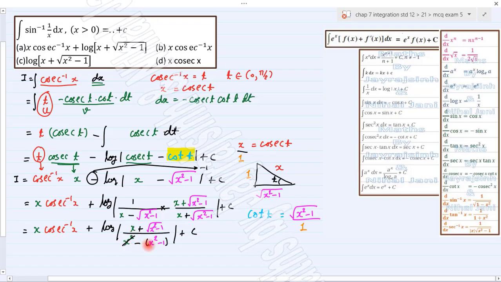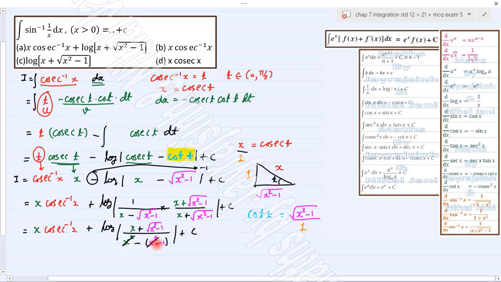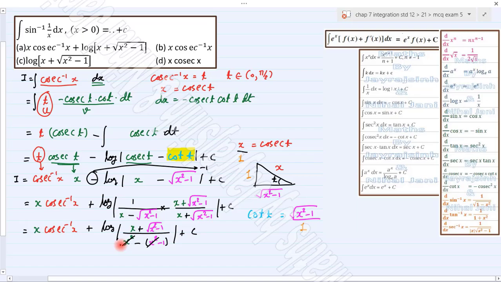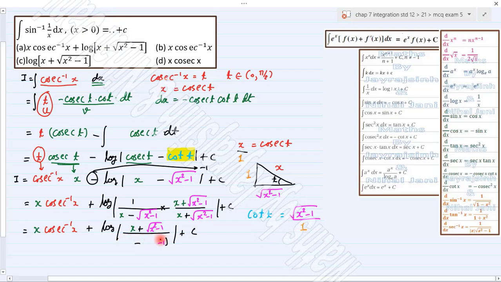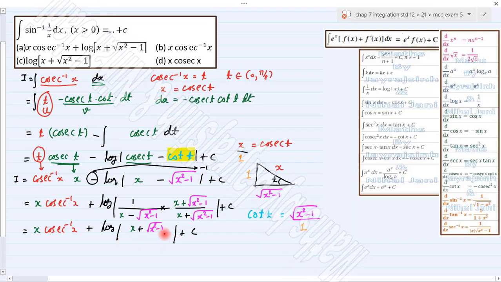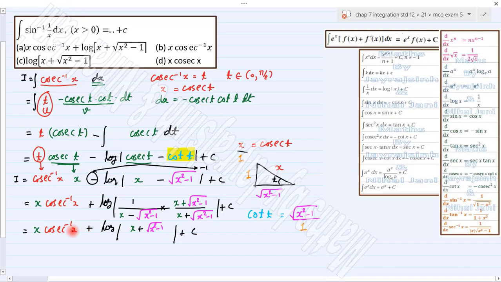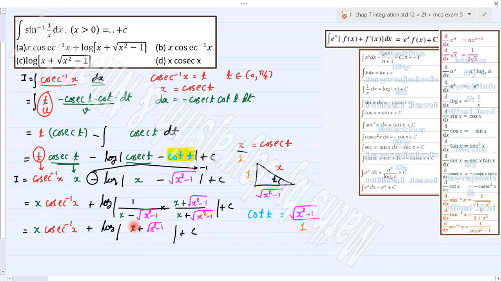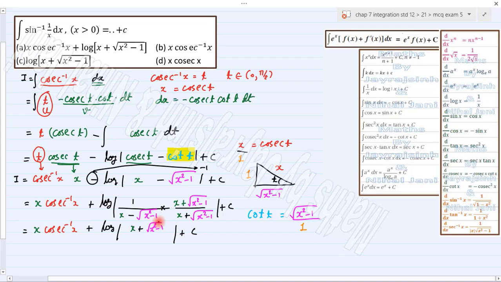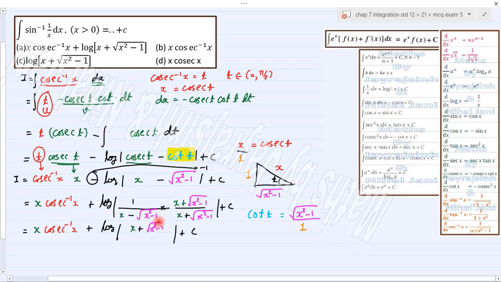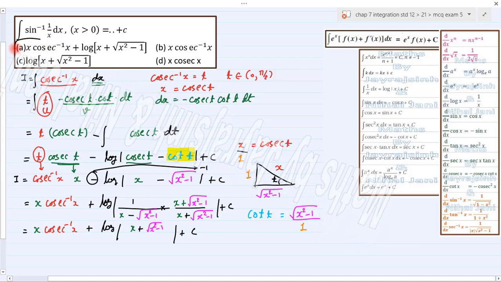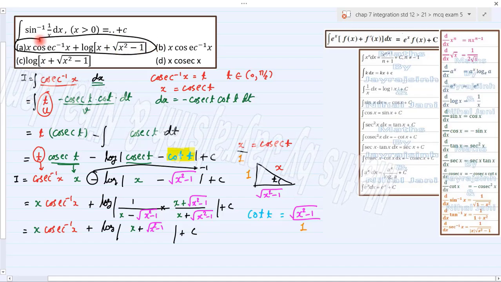So here x square will cancel out, minus minus will become plus 1. So we just have to ignore our denominator. So we will get x cosec inverse x plus log of x plus under root of x square minus 1 as a final answer, which is given in option A. Ta-da!